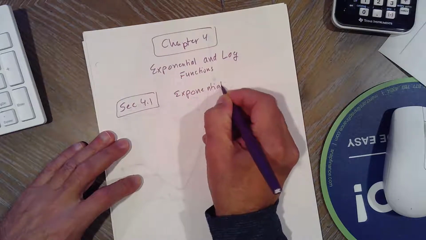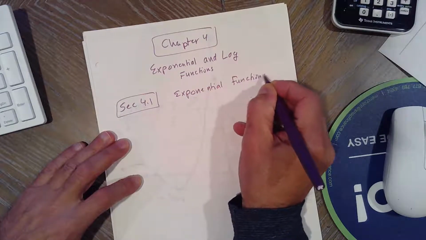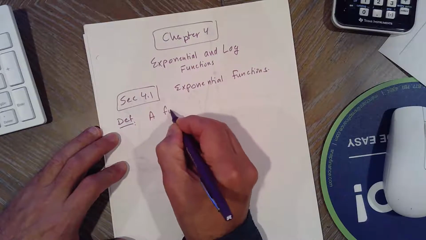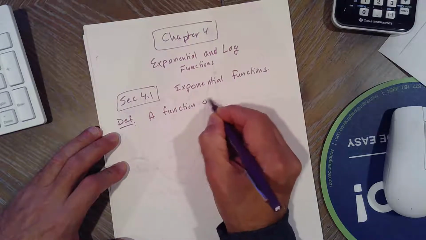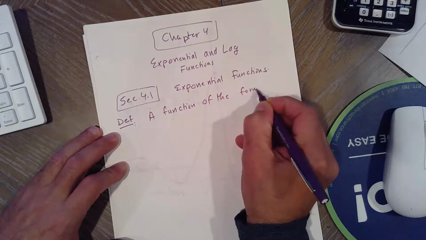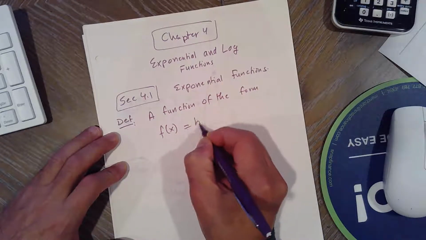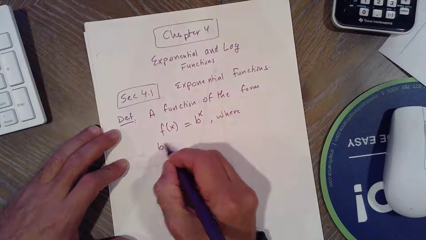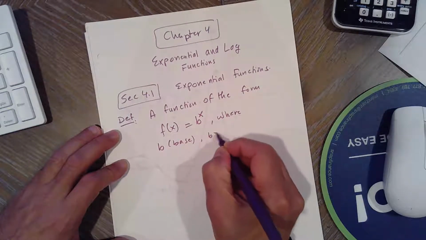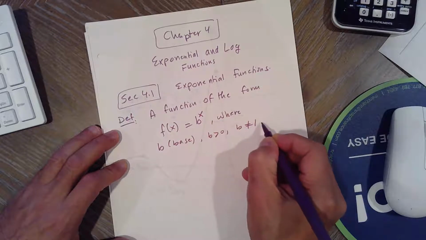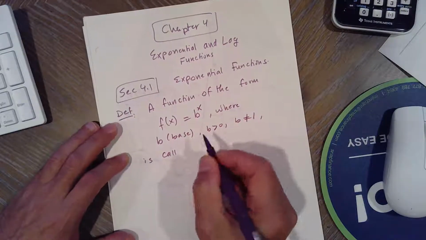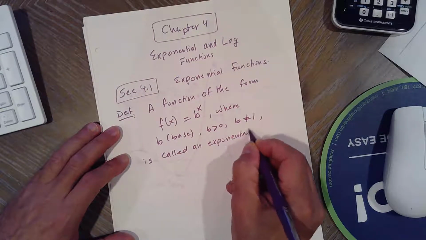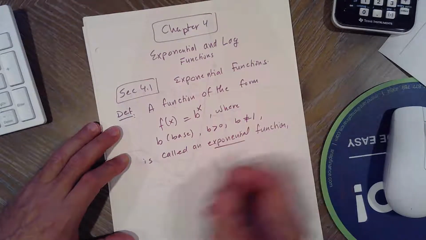So let's define what we mean by exponential functions. A function of the form f of x equals b to the x, where b, which is called the base, is greater than 0 and cannot be 1, is called an exponential function to the base b.